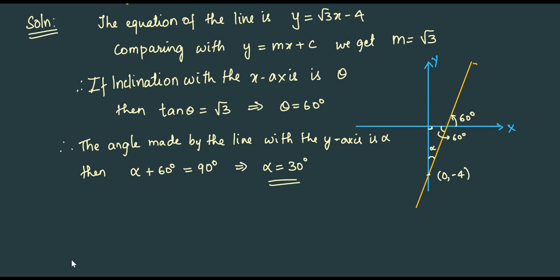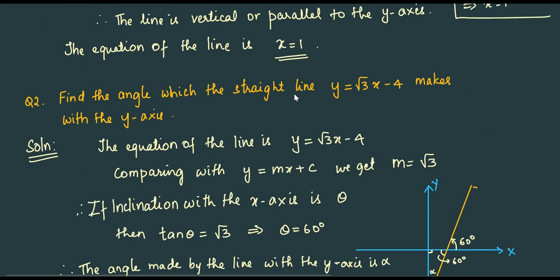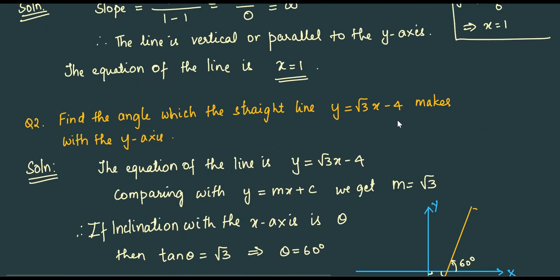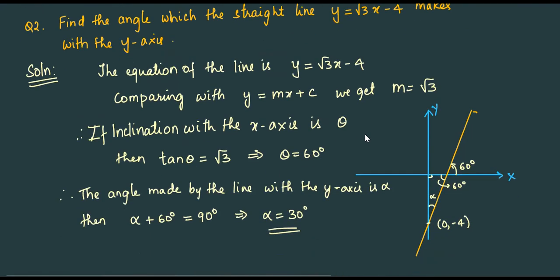Answer: the angle is not 60 degrees. Remember, the question is to find the angle which the straight line makes with the y-axis. Slope gives the inclination with the x-axis, so that we need to remember.